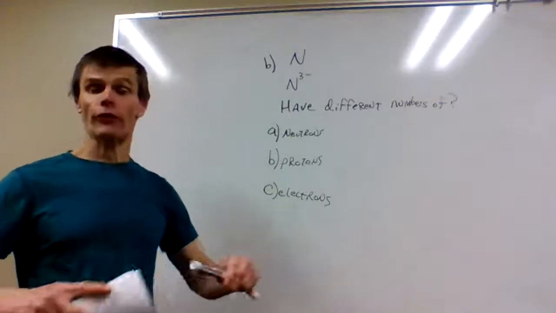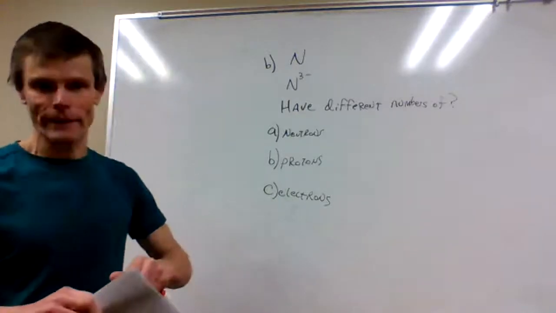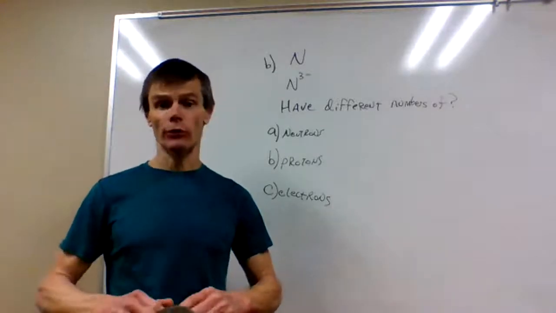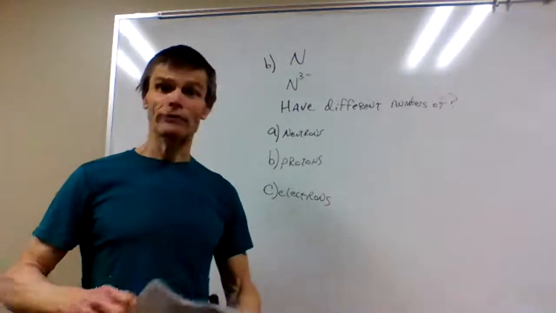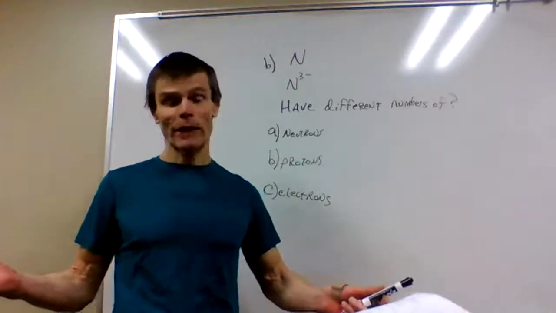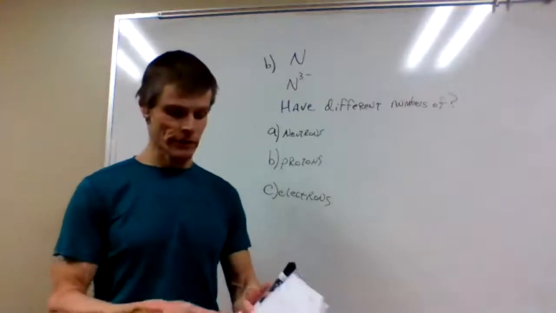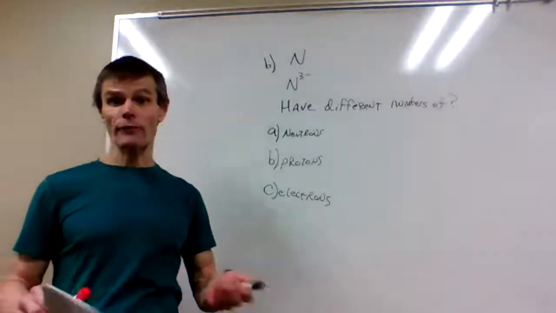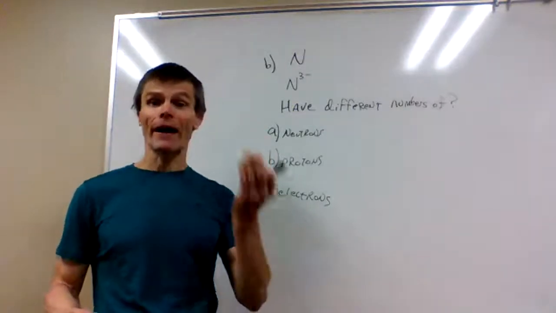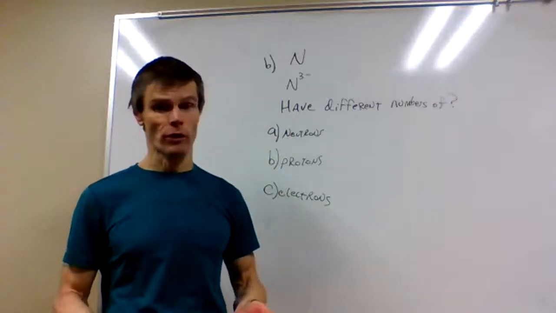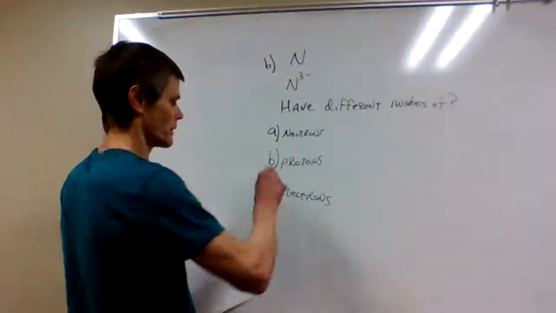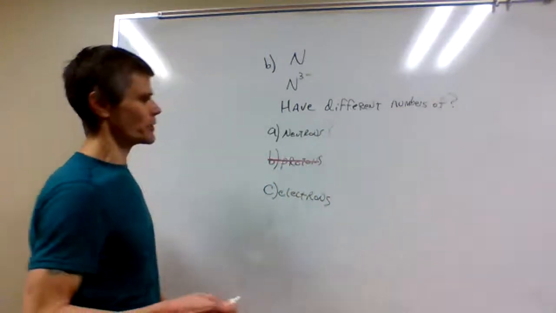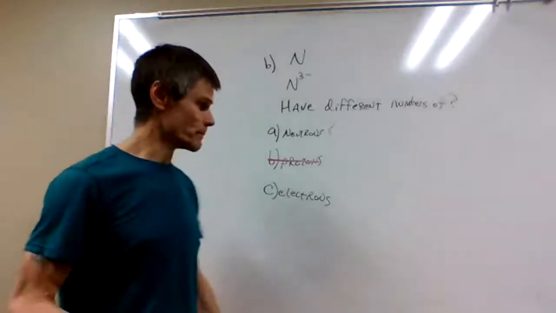So what do we know for certain about these particles? They have different what? So the first one, we're not really sure. We didn't tell you anything about the nuclear structure. So do they have different numbers of neutrons? We can't distinguish based upon the information that's given. Do they have different numbers of protons? They're both derived from the nitrogen atom, so they will have the same number of protons. So we know for sure that's not true. And as we said, we don't have enough information to say anything about the number of neutrons.